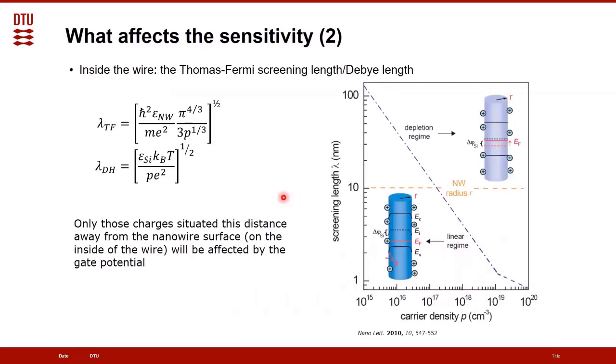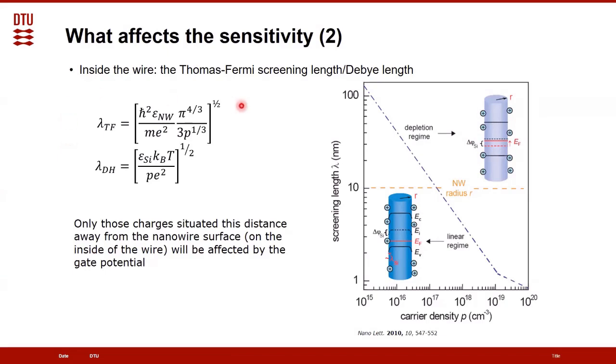Similarly, we also have screening inside the wire because, of course, the nanowire contains these charges. And there is also a screening length here called the depletion length, which basically means that only the charges situated this distance away from the surface of the nanowire will be affected by the gate, so by the biomolecules attaching on top.